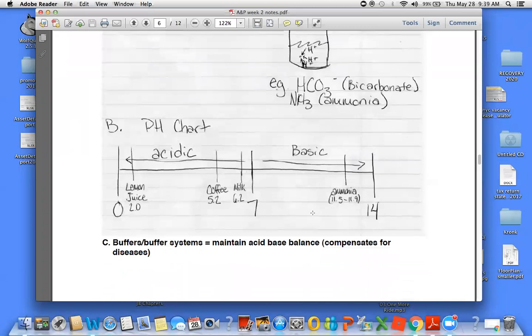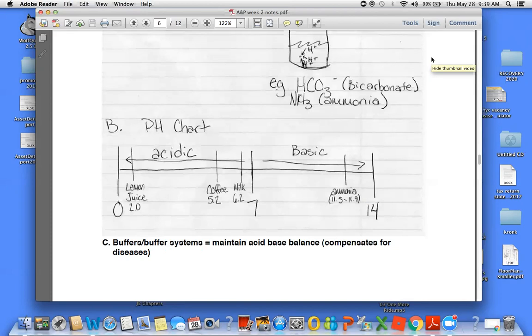pH means percent hydrogen. pH charts show how acidic or basic something is, and you should know and be familiar with these numbers. 7 is neutral. Having an exact number of 7 is neutral, and that neutral status is pure water. Anything between 7 and 14 is basic. Anything between 0 and 7 is acidic.